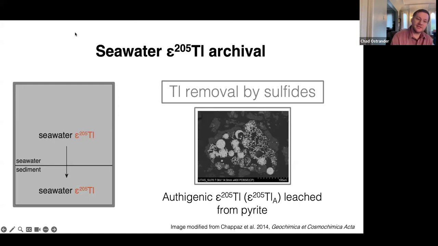And so it's not like we're extracting a very small percentage of the total thallium. Most oftentimes it's between like 40 and 80% of the thallium we get off is from the sulfides. It's a major fraction, especially in sediments and sedimentary rocks formed under anoxic conditions. And it has to do with the fact that sulfides are just so darn efficient at removing thallium. You can really accumulate it very strongly.